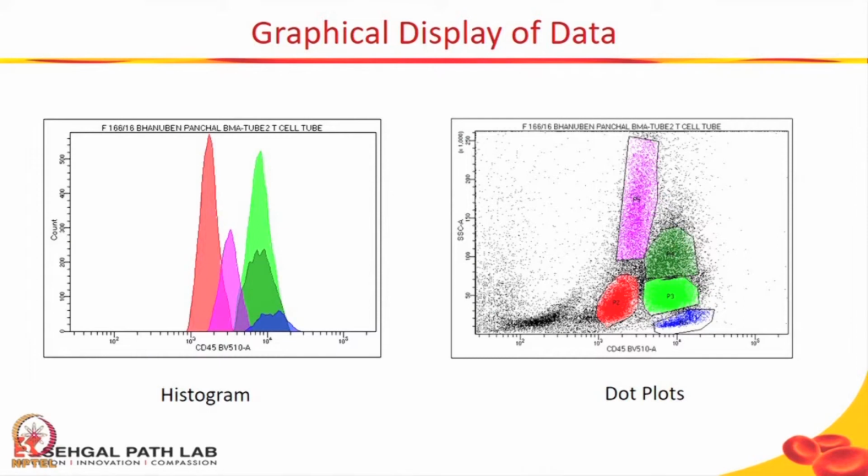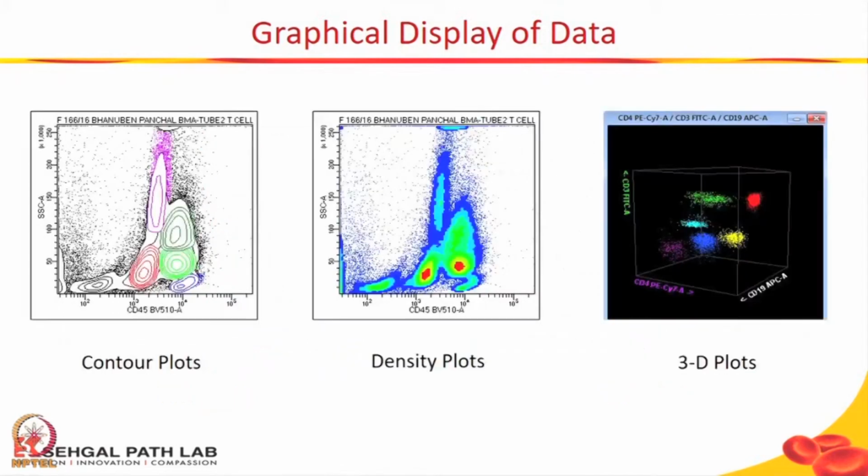Or you can look at a two-parameter plot. You take one protein, CD45, and you look at side scatter, which is nothing but granularity in the cell, and you have comparing two parameters, you can separate populations. When we had one color, two color, three color machines, life was simple.